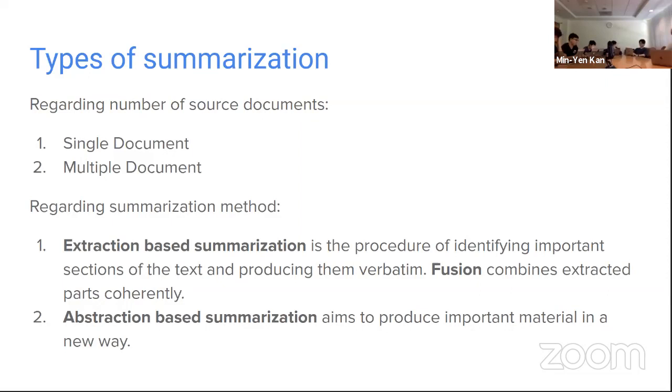And the abstraction-based summarization just aims to produce important material in a new way. So basically, you're free to use new words that are out of source or even out of vocabulary. We will see a model that even uses out of vocabulary words.